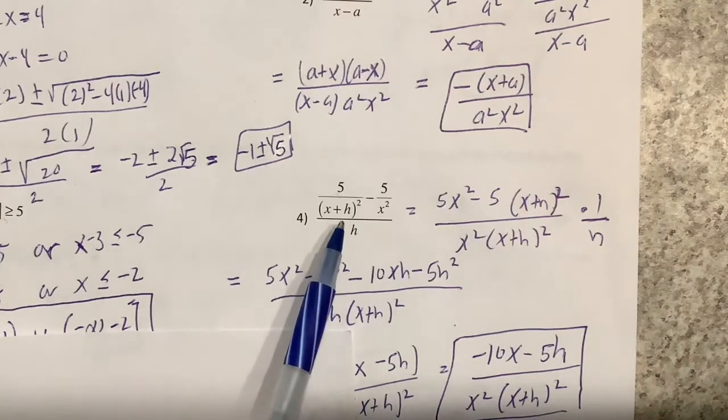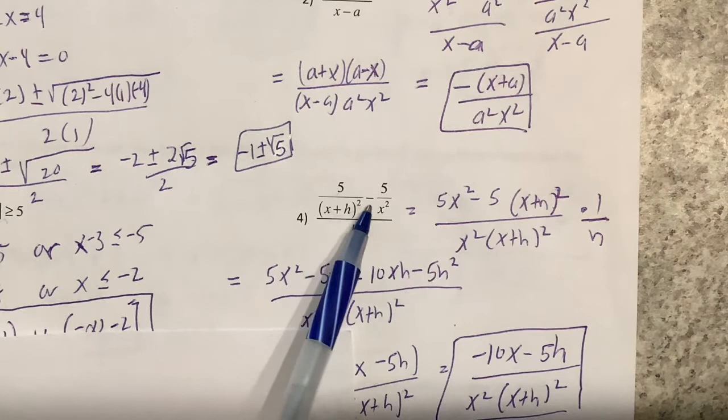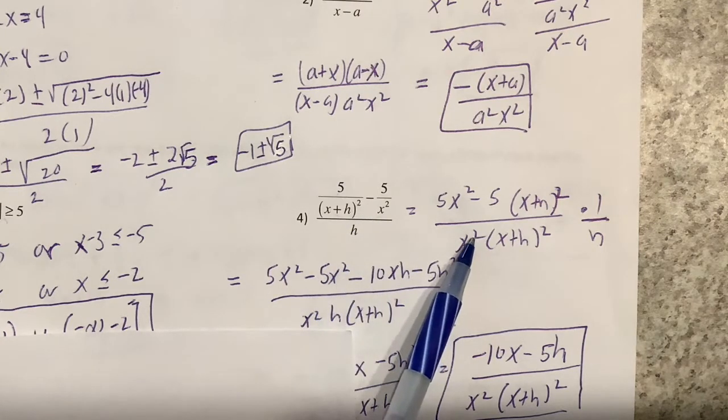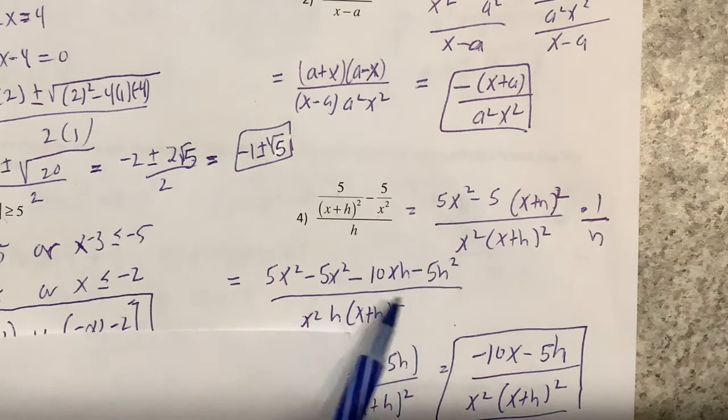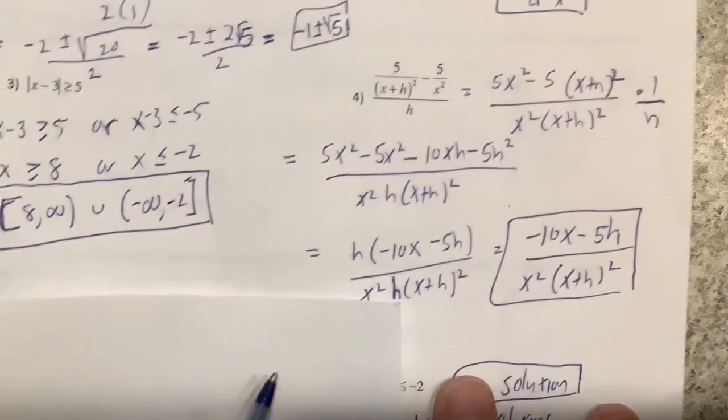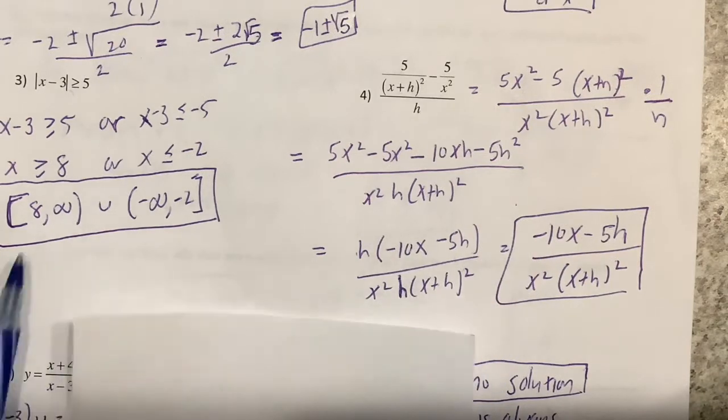This one, simplify this expression. Common denominator is going to be this times this. So this is what you end up with. Multiply this out carefully. Don't forget about the negative sign and the 5. You can cancel the x squares, and then when you factor out the h and cancel it, you get this.